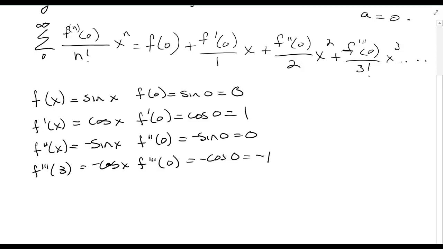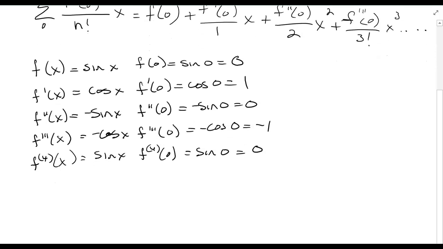And then what's going to happen? It's probably going to start to repeat itself. So f to the fourth of x is the derivative of negative cosine. Well, the derivative of cosine is negative sine, so negative negative goes back to positive sine x. You can see right away that sine of 0 is 0. And it's going to start to repeat itself.